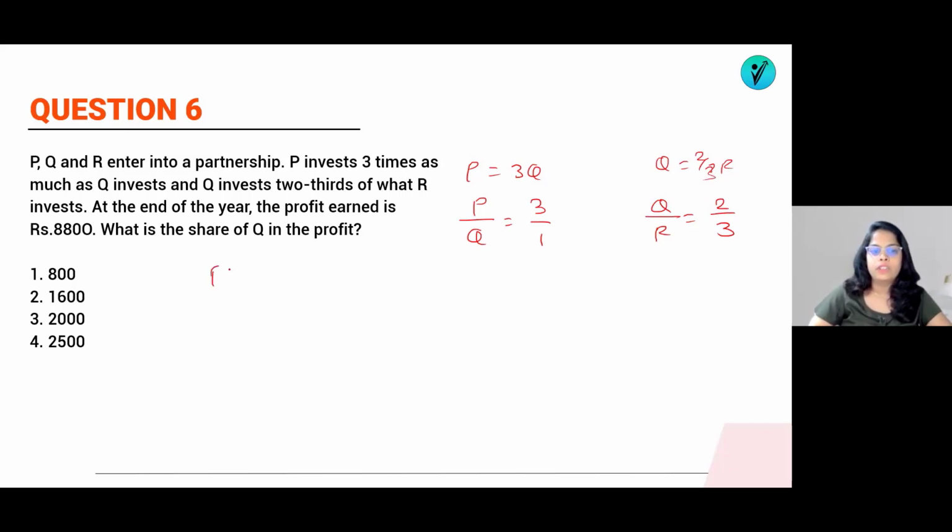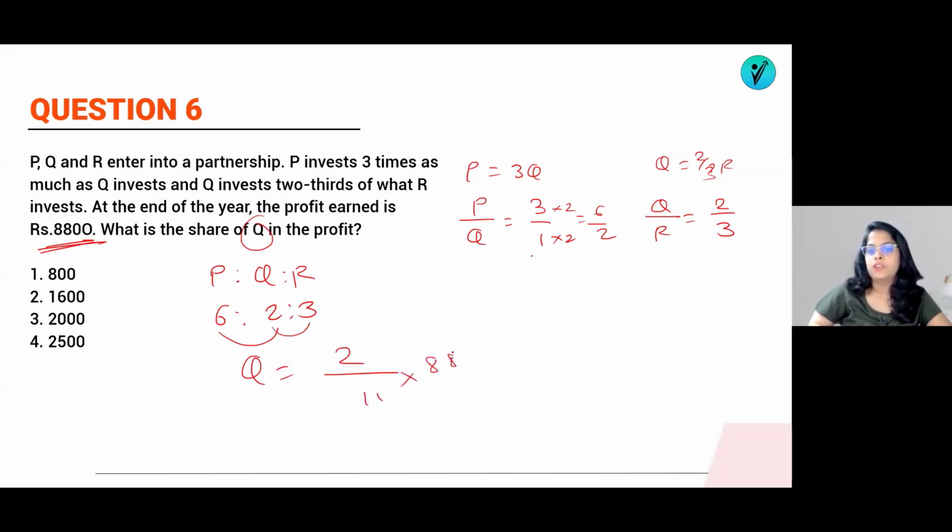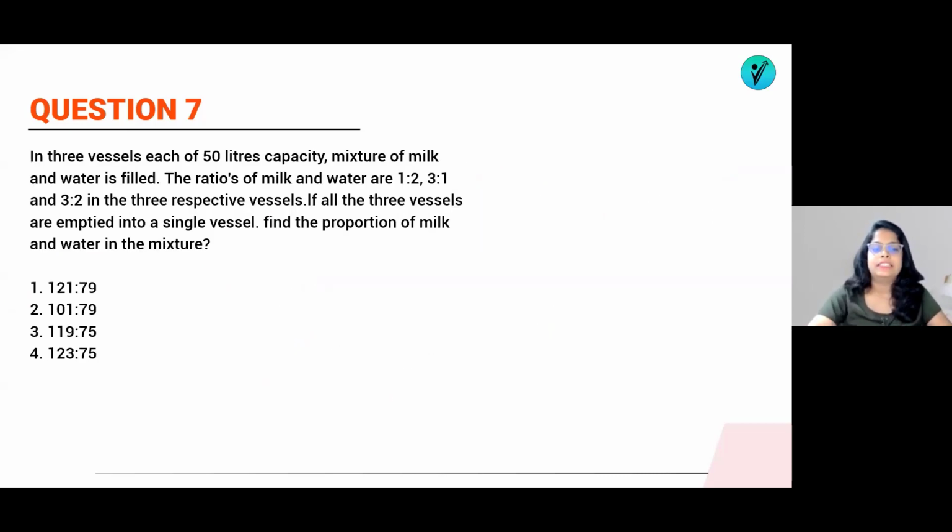If I have to find the ratio of P is to Q is to R, Q is common, and this Q is 1. So if I multiply by 2, this will be 6 by 2. The ratio will be 6 is to 2 is to 3. The total profit is 8800, and we need the share of Q. Q will be 2 out of 6 plus 2 is 8, 8 plus 3 is 11. So out of 8800, 11 eights are 88, so 800 doubled is 1600. So the share of Q will be 1600, option number 2 was your answer. All questions were really easy. Now we will go for the next question.